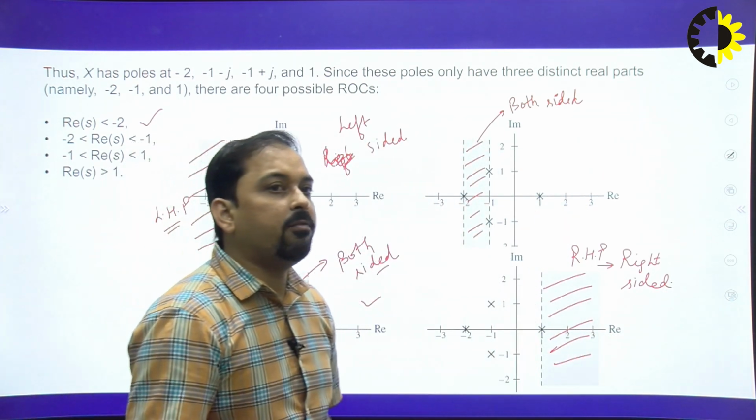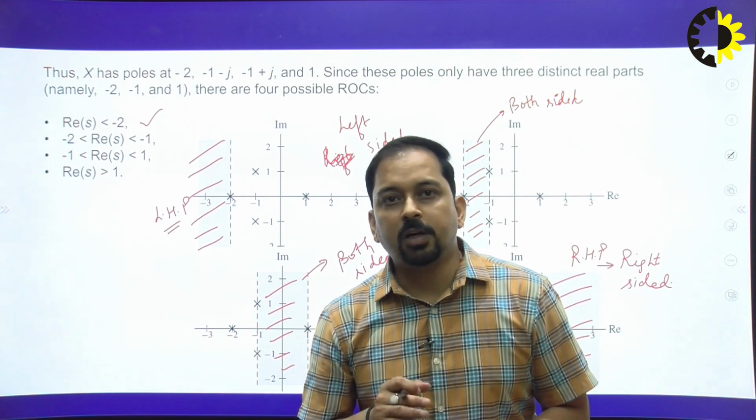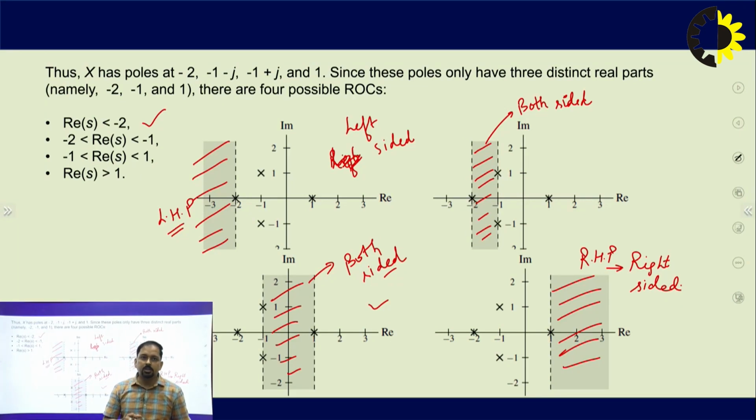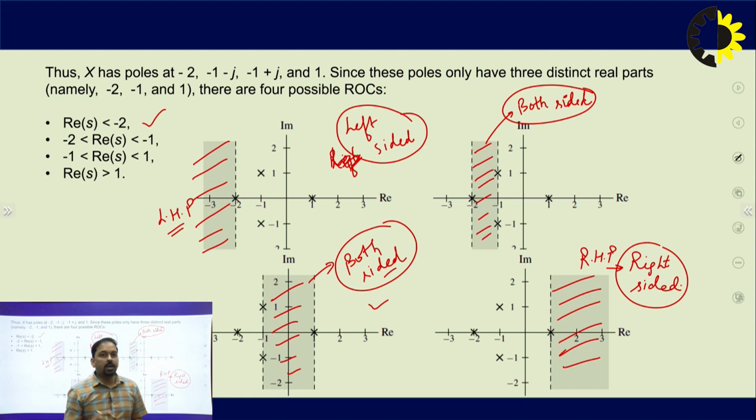So in this way, on the basis of the location of the poles, we can mark the region of convergence for the Laplace transform, and on the basis of that region of convergence we can say whether the signal is a left sided signal, both sided signal, or a right sided signal. Later on we will see how we can utilize these properties of ROC to explain when a system is said to be causal, and when a system is said to be a stable system.